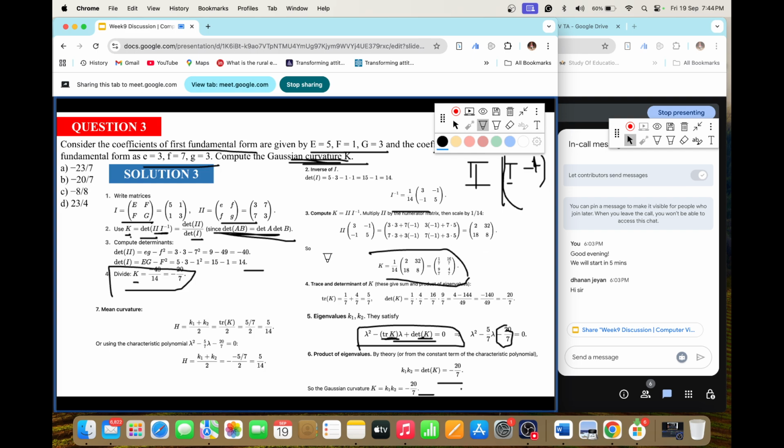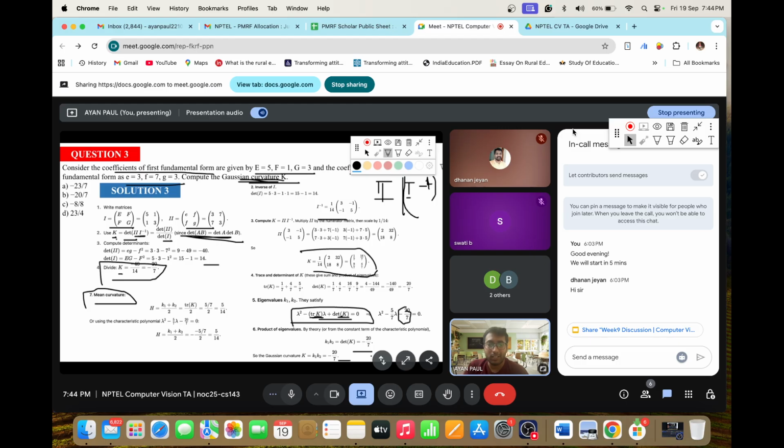And if you go by the linear map process, you can also calculate the mean curvature. Otherwise, if you go by the other process, you cannot compute the mean curvature. Okay, so this is the whole theory behind it. So is it clear to all of you?